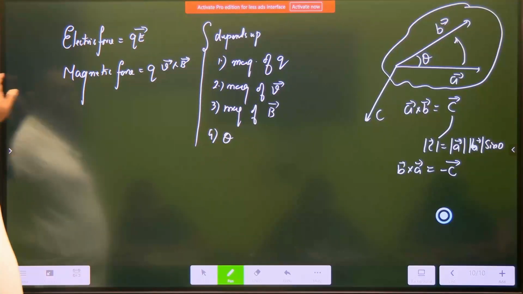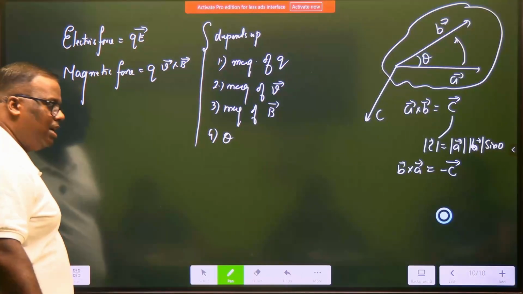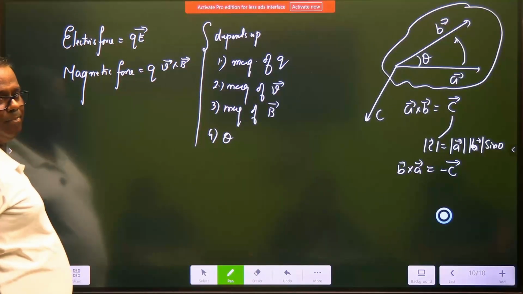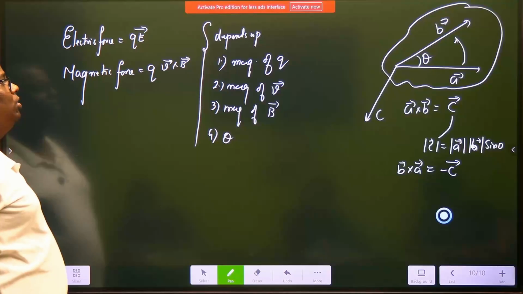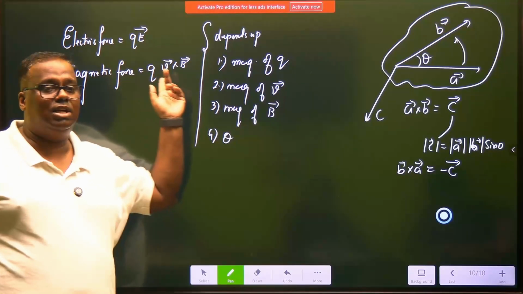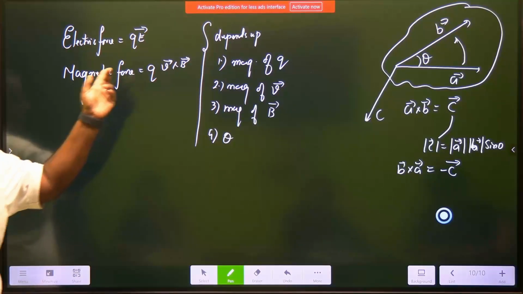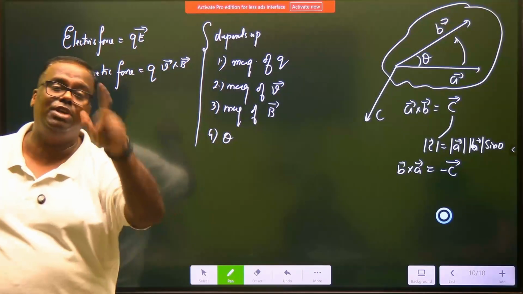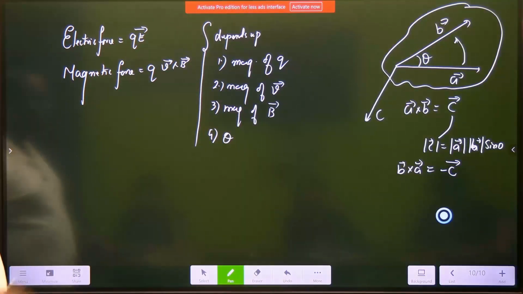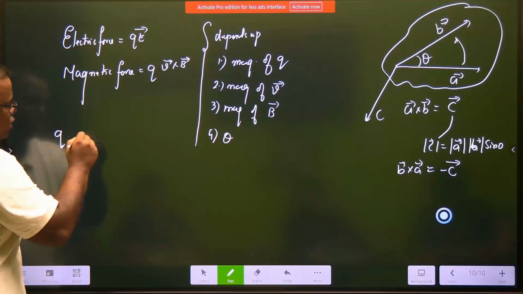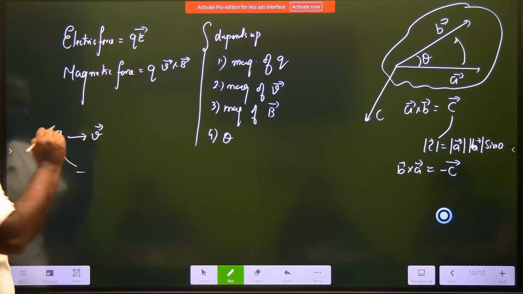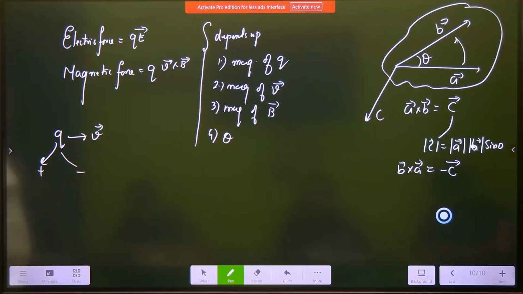Now the question comes, sir, Q was a positive charge. Understand, a magnetic field is going to exert a magnetic force on a moving charge. This moving charge can be positive or negative. Do you agree or not? My Q is moving with a velocity V, but the Q itself may be positive or negative in nature. How do I address that?